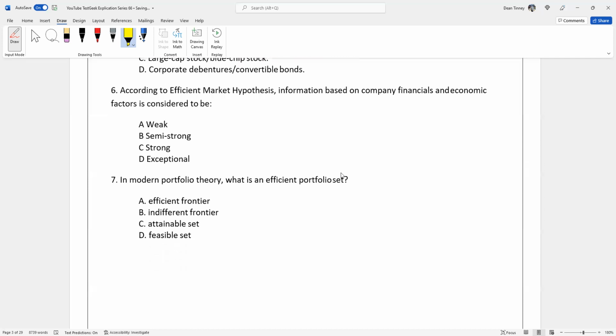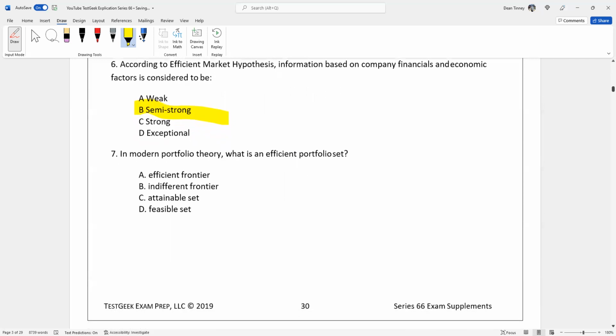According to efficient market hypothesis. Now you're going to get an efficient market hypothesis question. And here it says information based on company financials and factors is considered to be semi-strong. I think it's more likely what you're going to get is the strong version where nothing works. But anyways, the answer to this one is B. I suggest you make some flashcards for weak, semi-strong, strong. If you go to the playlist for 65, I do have in there some examples of this. And I also have some practice questions and another practice question set.